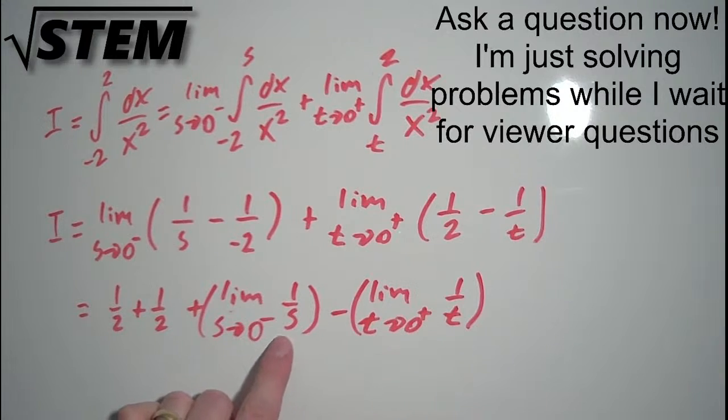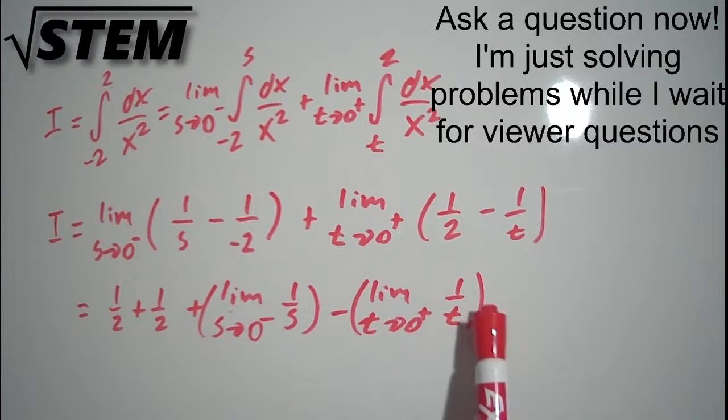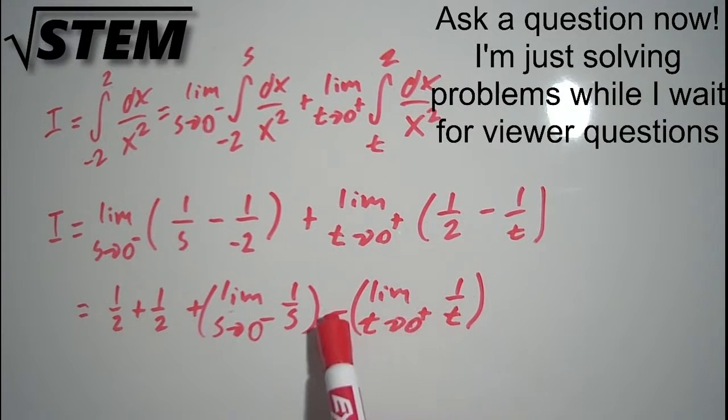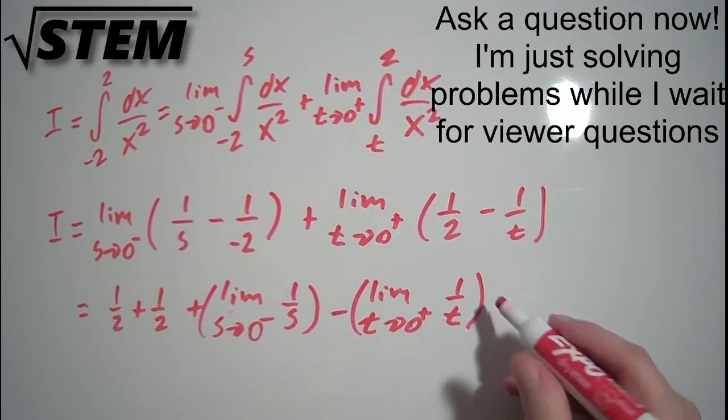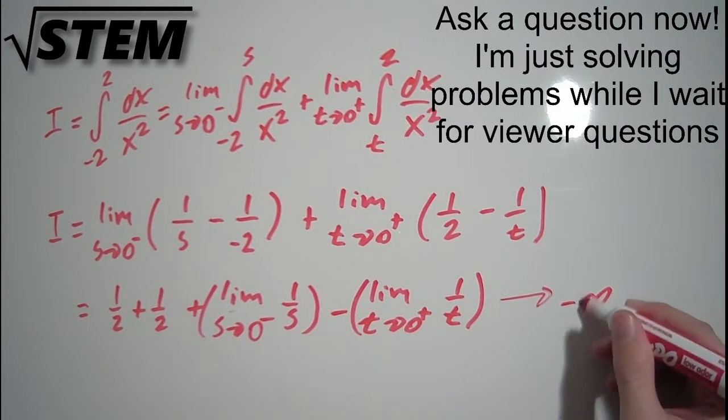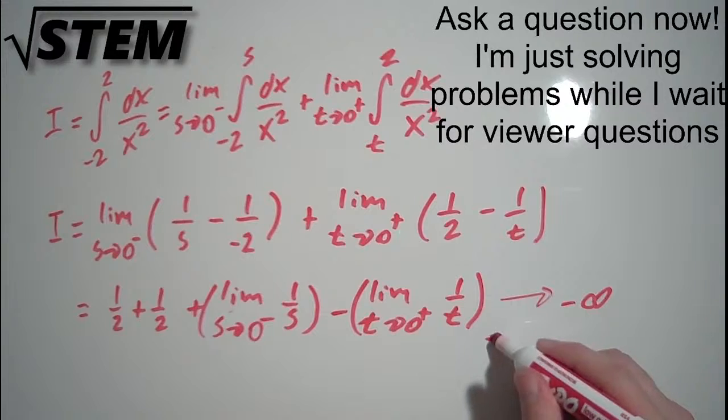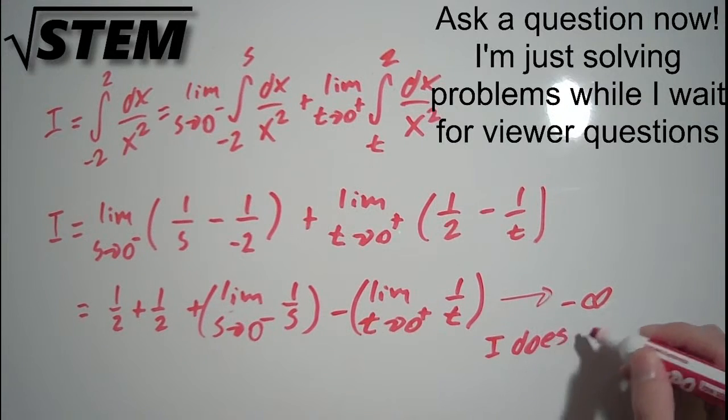If s goes all the way to 0 from the negative side, so it's a negative number getting close to 0, this will be negative infinity. Over here, if t is going to 0 from the positive side, this is going to be positive infinity. The negative sign will make it negative infinity. So if we're adding 2 infinitely negative values, it's going to be infinitely negative. Goes to negative infinity. So this integral does not exist.